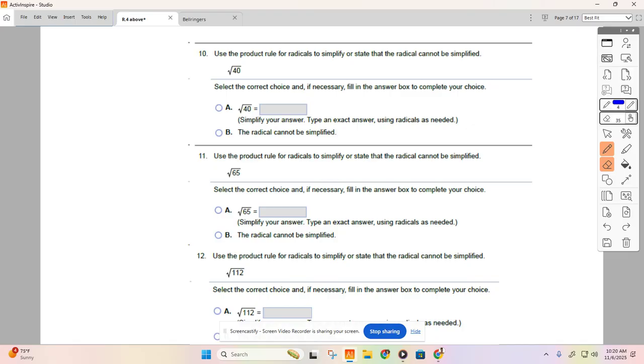All right, square root of 40. Again, I'm looking to see if I can separate it into a perfect square. This can be separated as 4 times 10. I can take the square root of 4. It is 2, so it comes out of the radical. I'm left with 10 under the radical. 2 square root of 10 is my answer. For the square root of 65, looking at my perfect squares, I know that 49 won't go into it, 36 won't, 25 does not, 16 does not, 9 does not, 4 does not. This one cannot be simplified.